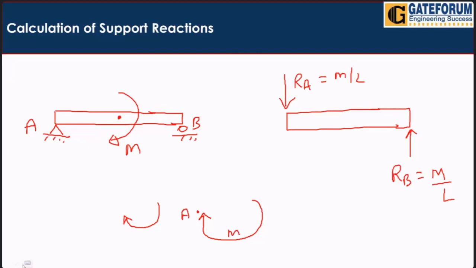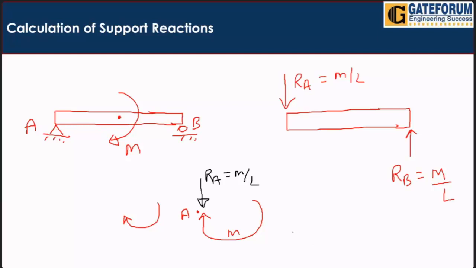So the opposite of the moment will be the support reaction. Opposite of the moment here at point A, the support reaction will be RA. RA will be equal to M by L like this only. And the reverse of RA will be RB. Reverse of RA will be equal to RB.